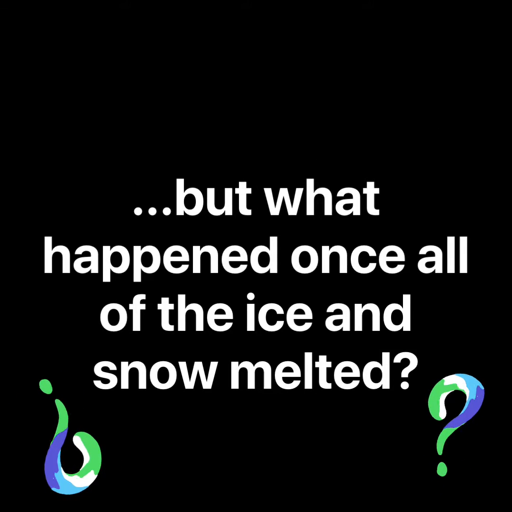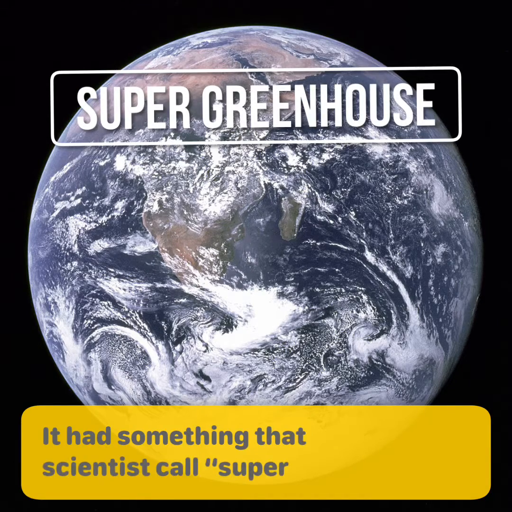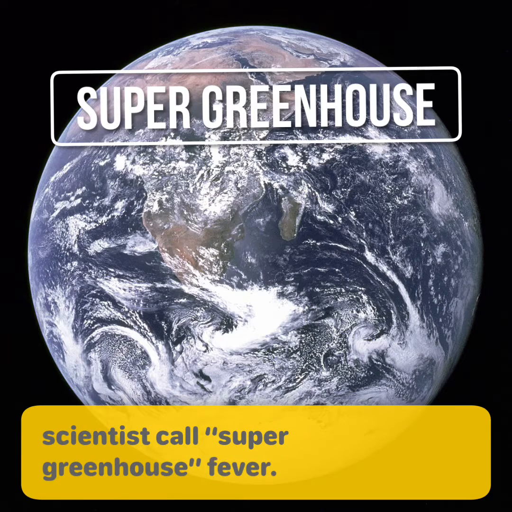But what happened once all of the ice and snow melted? The Earth was really hot. It had something that scientists call super greenhouse fever.